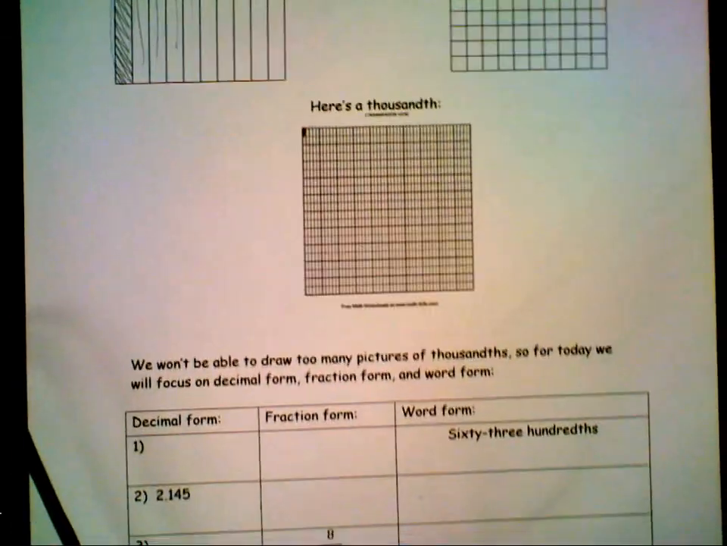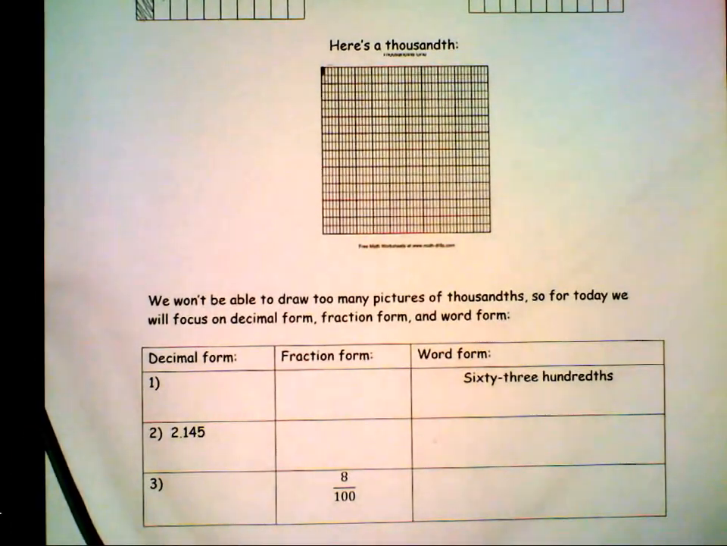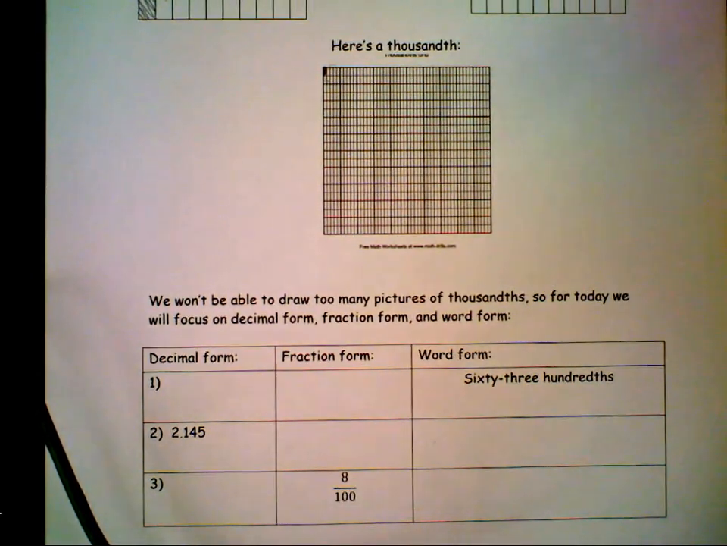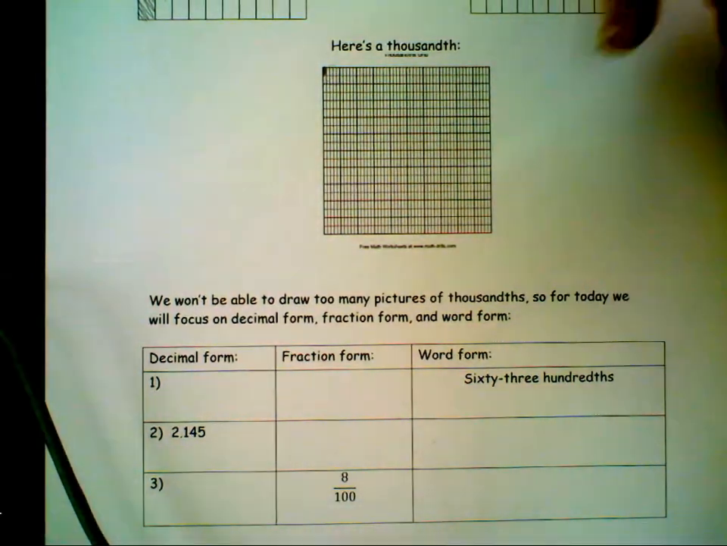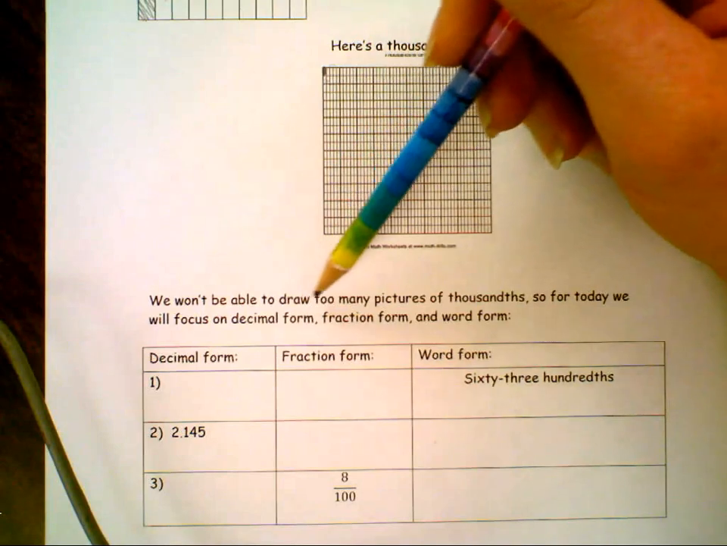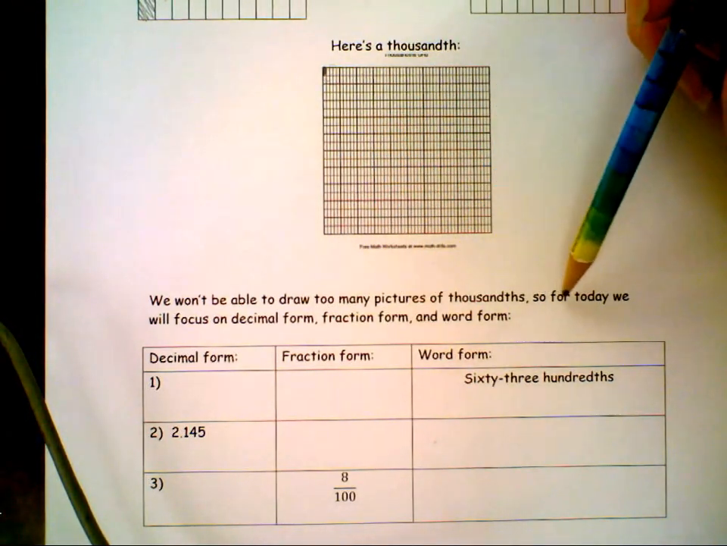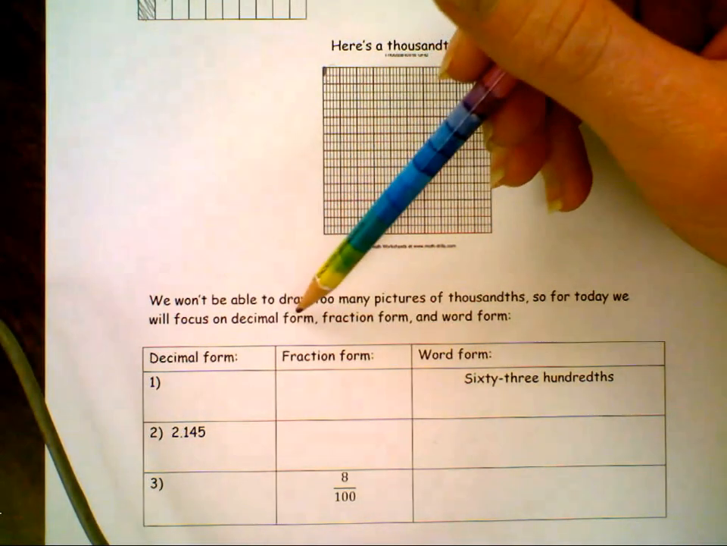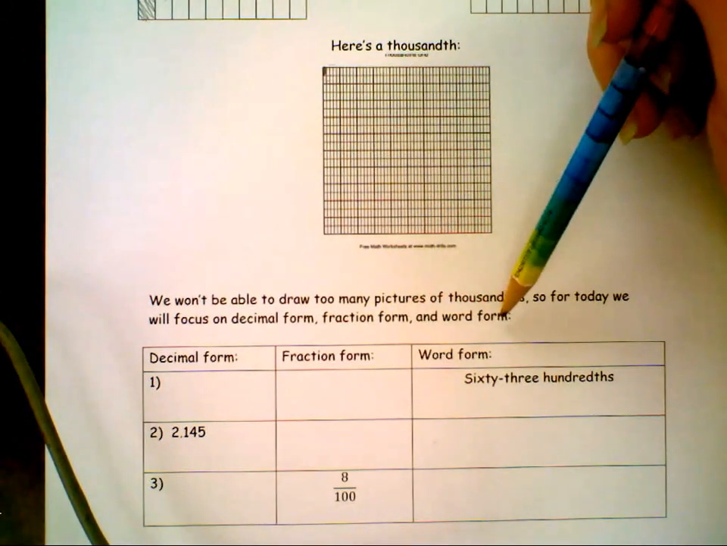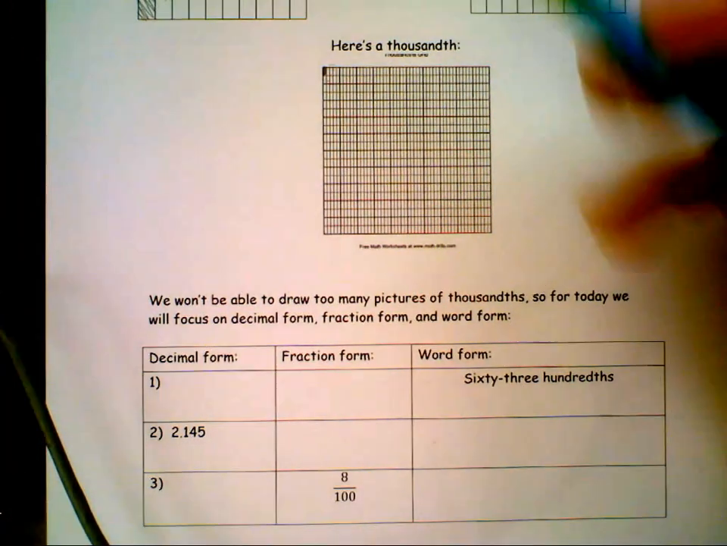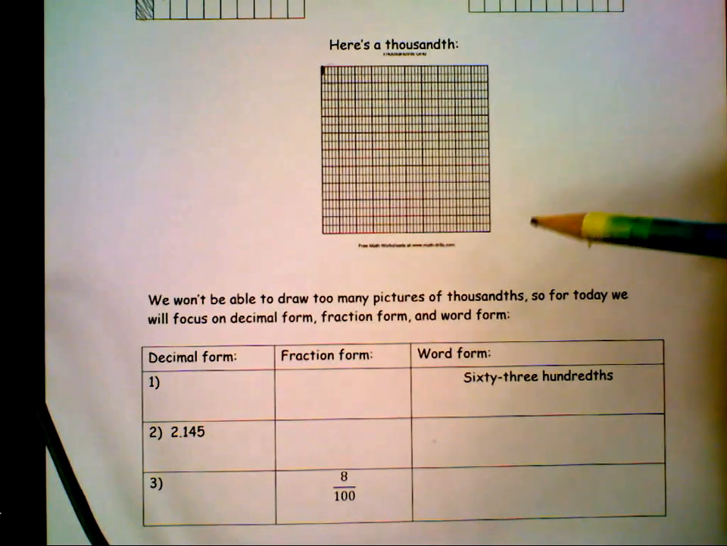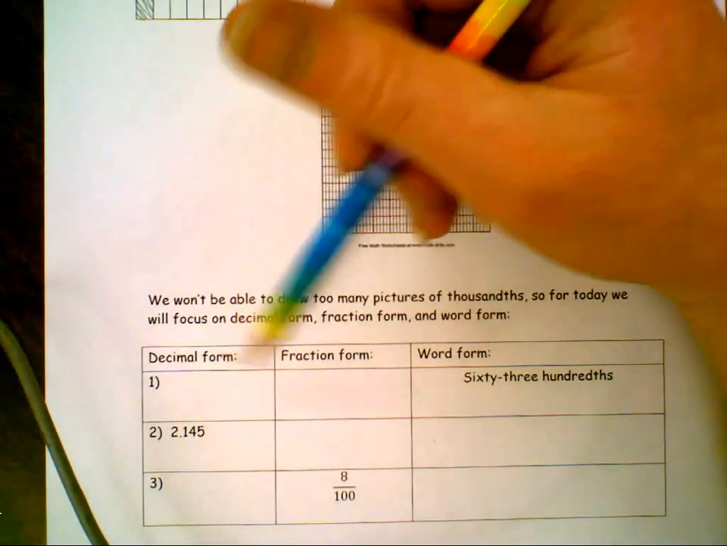Now we have a few problems here. I will not do all of them, but I will show you at least one. We won't be able to draw too many pictures of thousandths, so for today we will focus on decimal form, fraction form, and word form. That would take a lot of work to draw pictures of thousandths. So here we have decimal form, fraction form, word form.